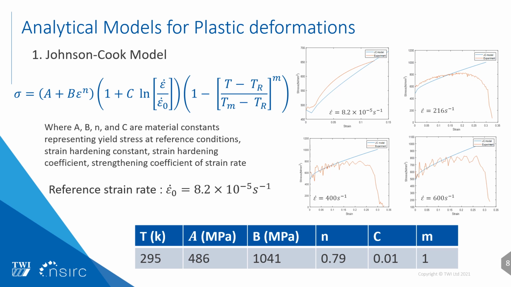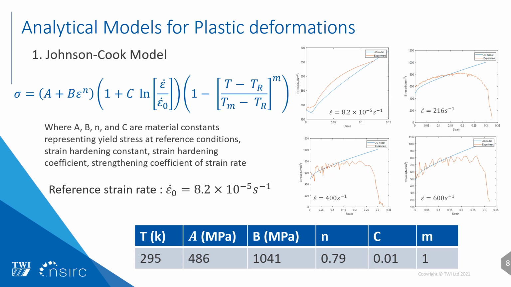The constant parameters are determined from experiments using different approaches. We use the reference strain rate here as 8.2 × 10^-5. From the experiments, we derive the parameters for the A, B, N, C, and M constants. We only concentrated on room temperature and didn't use any other temperature for this work.